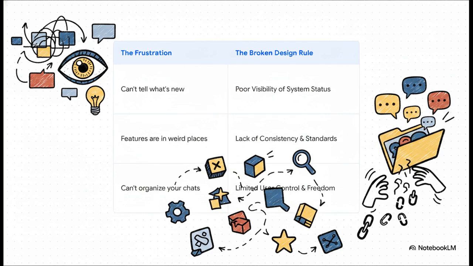This table really shows that direct connection. So when you can't even tell what's new, that's a classic design flaw called poor visibility of system status. When you feel like you have zero power to organize your own chats, that's a lack of user control and freedom. See, these aren't just buzzwords. They're the real reasons the app feels like such a chore to use.